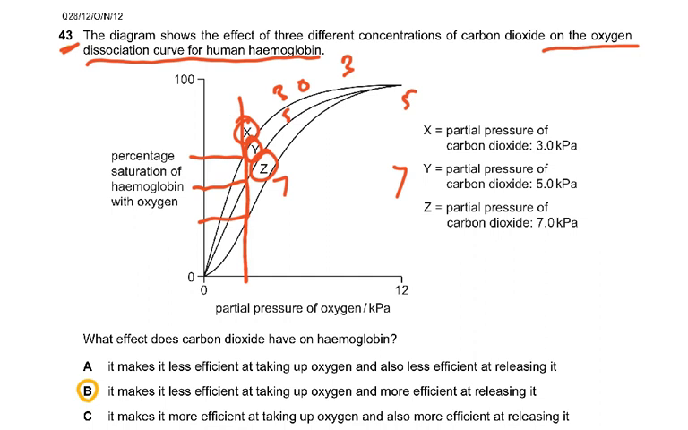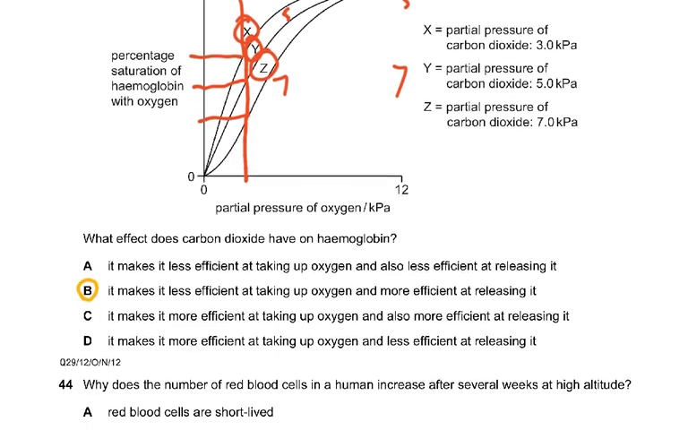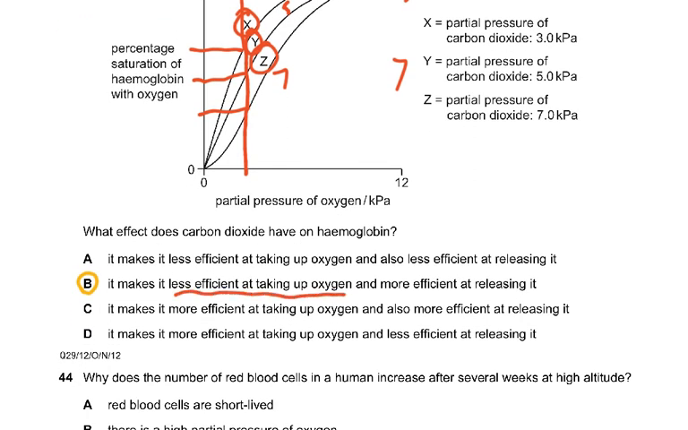So what effect does carbon dioxide have on hemoglobin? It makes it less efficient at taking up oxygen and more efficient at releasing it. So it is releasing it and the percentage saturation is decreasing. 3, 5, and 7 are different carbon dioxide partial pressures. So the more the carbon dioxide partial pressure, the more the hemoglobin oxygen affinity decreases and it gives up its oxygen.